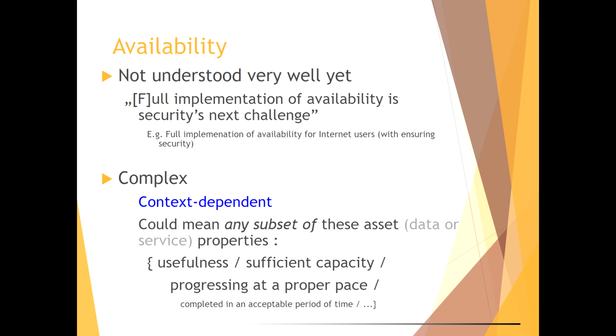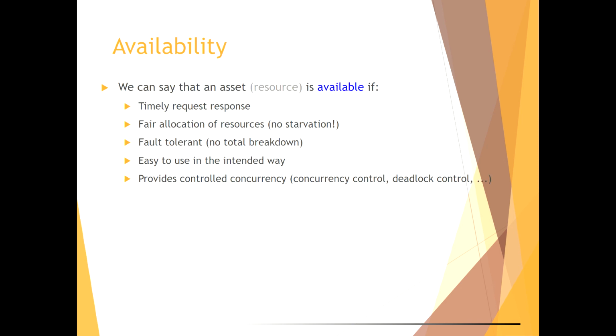So maybe there are instances where you want to hide things and you only want yourself to see your post. So it's complex, it's context dependent. Could mean any subset of this asset. So we can say that an asset is available if there is timely request response. In web application development, there's a battle with the response time. Moodle sometimes, our layer sometimes, will experience slow responses because of the number of users. The availability is there, it's just that the response is slow. So maybe in terms of availability overall, the availability is low.